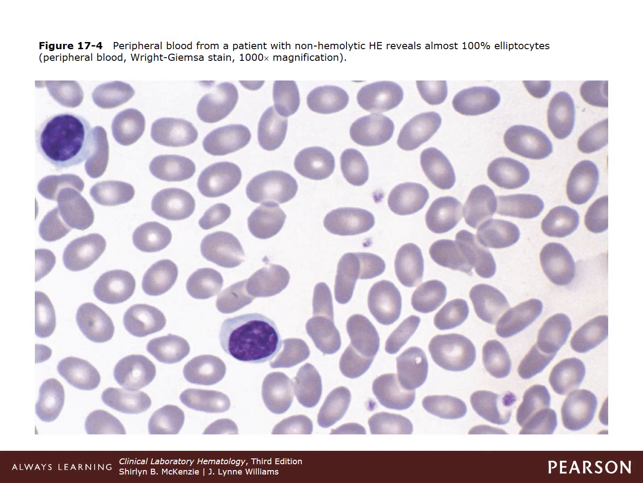This is a peripheral blood picture from a patient with non-hemolytic hereditary elliptocytosis, where you're seeing almost 100% of these cells being elliptocytes. And again, we give you a nice couple images of the lymphocytes here to compare the size of the nucleus to the red cells in the surrounding picture. Now, 90% of cases don't have overt hemolysis, but it can range from asymptomatic to severe clinical disease.